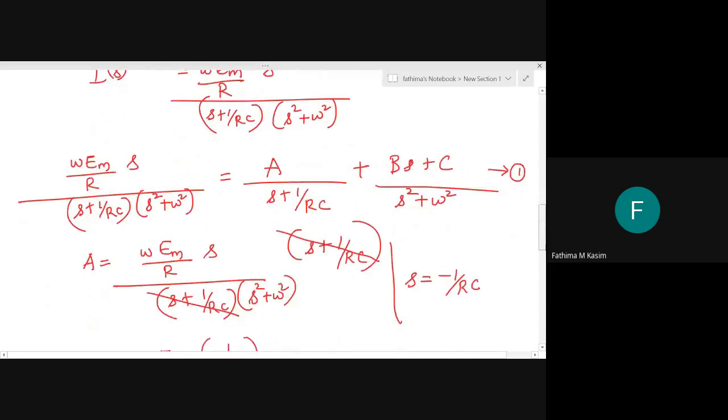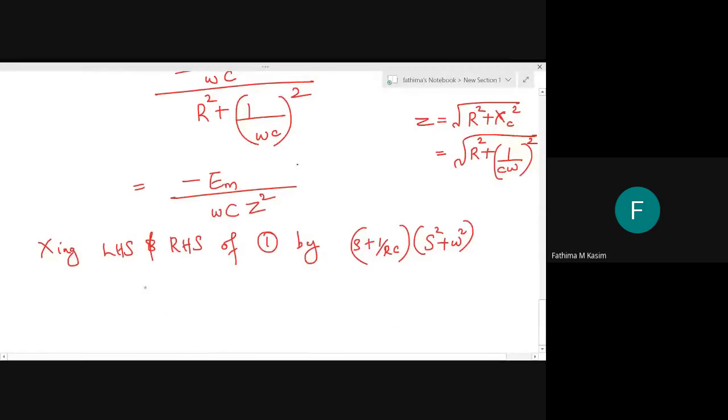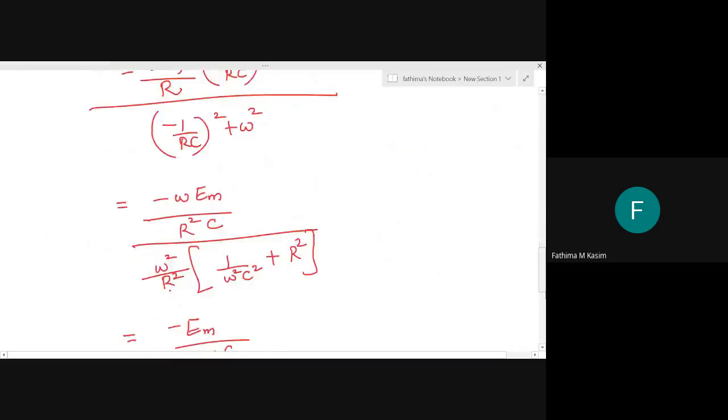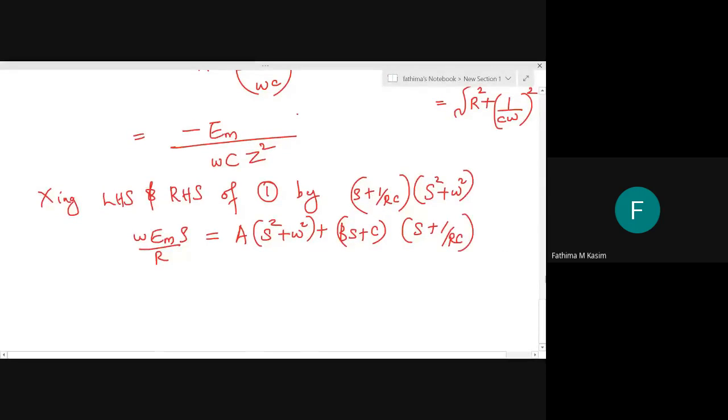S plus 1 by RC into S square plus omega square. So I'll get omega EM by R into S is equal to A into S square plus omega square plus BS plus C into S plus 1 by RC. Now we have to find B and C. So for that, I'm going to open these brackets.